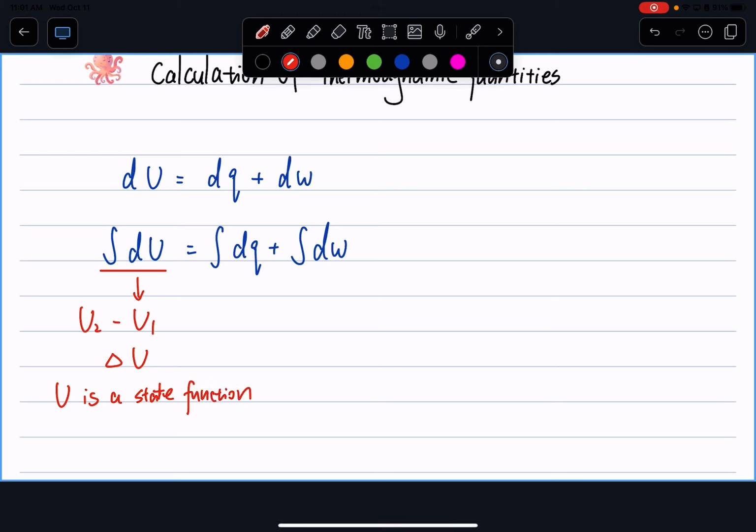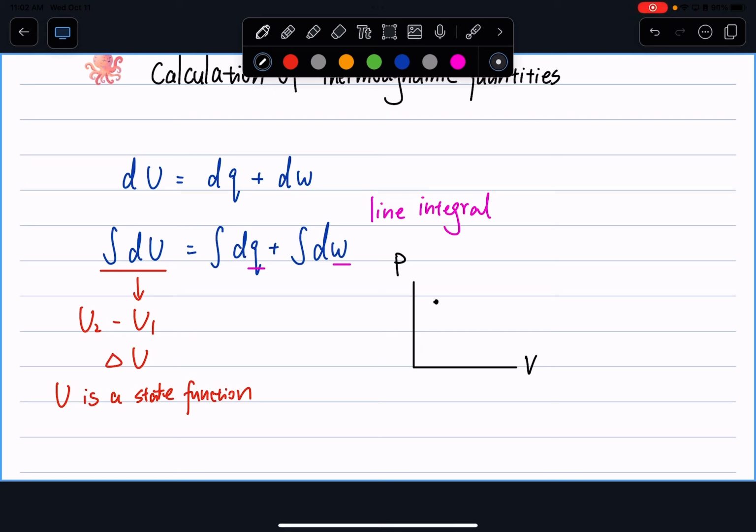But on the right-hand side, that is a different story. Your heat and work are both line functions, so your Q and W here are line integrals. Their integrals actually depend on what kind of path you're taking. Using the basic concept of an integral, let's take work as an example. We're talking about PV work, right? You have P and you have V.